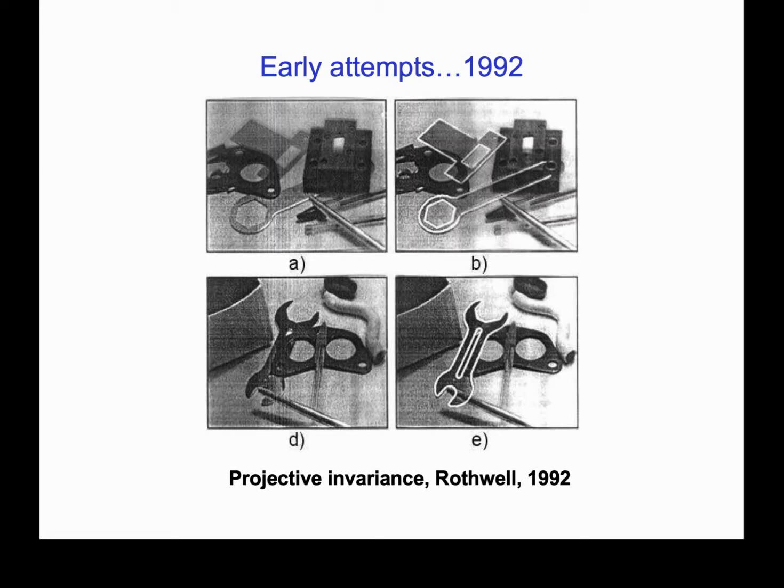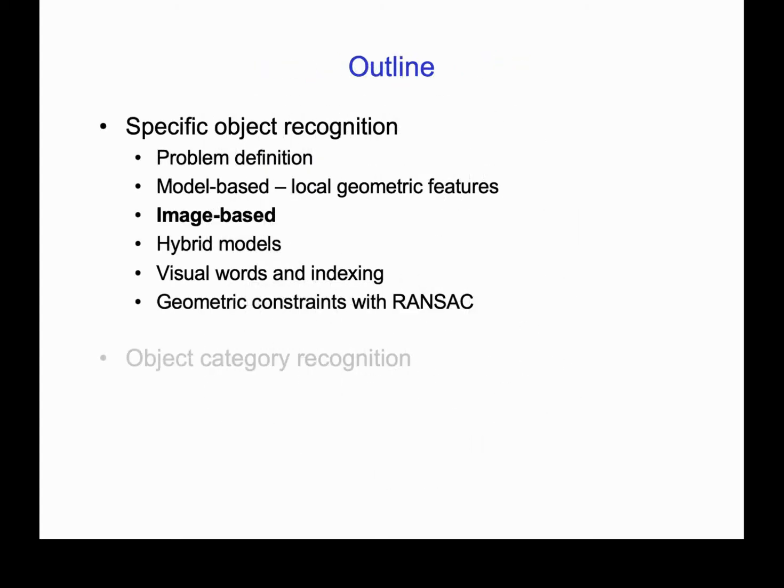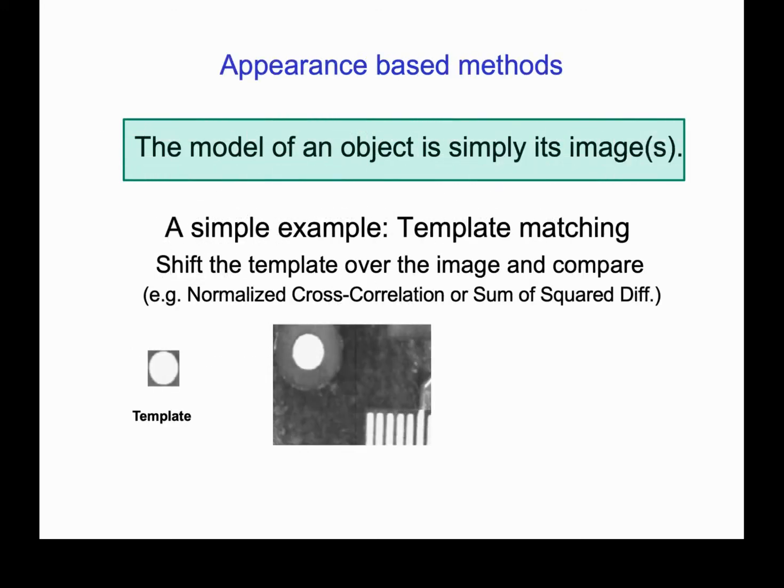Next, we will talk about another approach that actually came afterwards, and that's image-based methods or appearance-based methods, which has a larger use case. So in the image-based approach for specific object recognition, we will actually try to create global representations of the image. Now, the simplest example of image-based or appearance-based method is actually template matching.